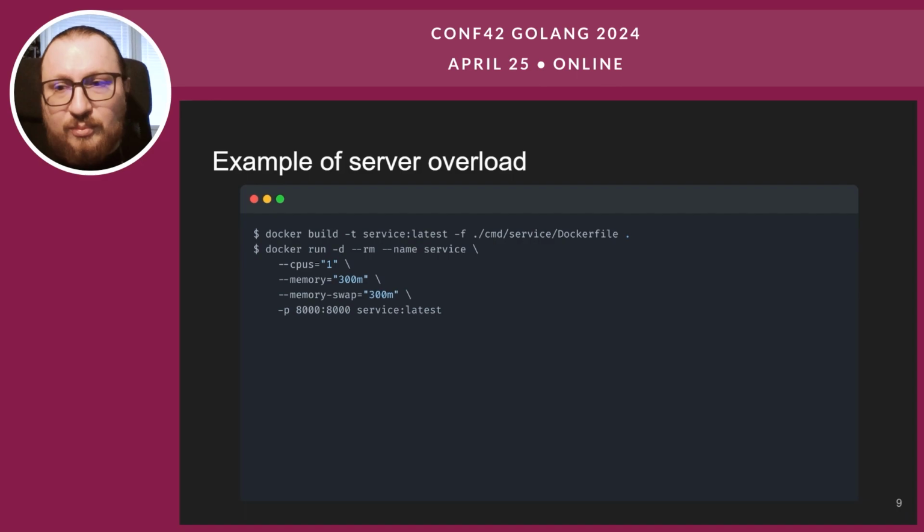Then I built a Docker image from the Dockerfile. I set the CPU option to 1 to limit the number of CPU cores. I also set two options, memory and memory swap, to 300 megabytes to limit the container's memory. I have to set both options to the same value to prevent the container from using swap.